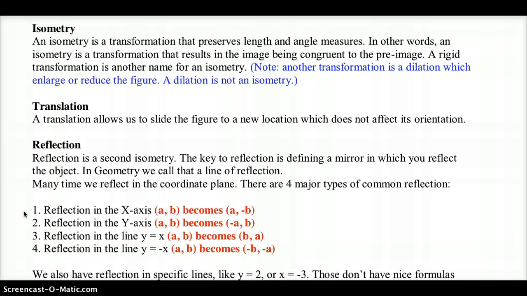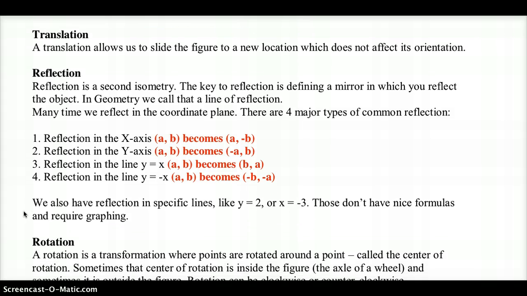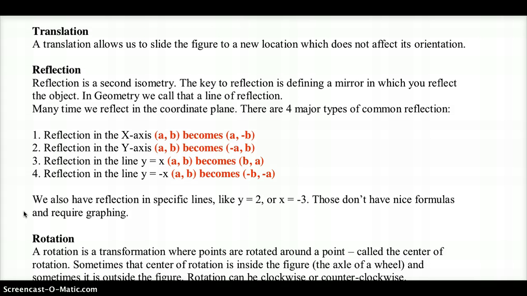Now we're going to look at three types of transformation. Actually, there are four, but the three we're going to look at are isometries. There is a fourth, which is a dilation, and a dilation does not keep the figure congruent. It either enlarges or reduces the figure, so that means it is not an isometry. The first one that you may remember from 5th grade is a translation, which allows us to slide the figure to a new location, which does not affect its orientation.